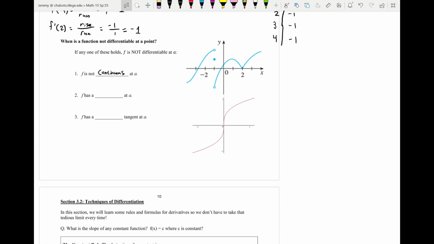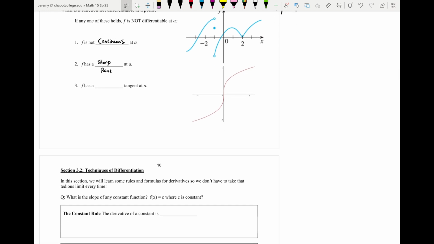The second case: if f has a sharp point, that's what we were just talking about. If f has a sharp point at a, it's not differentiable. That's what's happening in this picture at x equals 2. Again, the left and right limits, which calculate the slopes of the tangent lines, are not going to agree, so it's not going to be defined at that point.